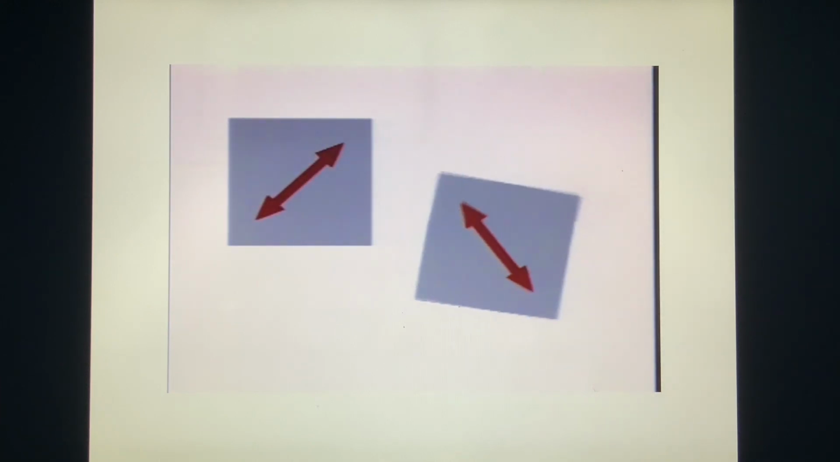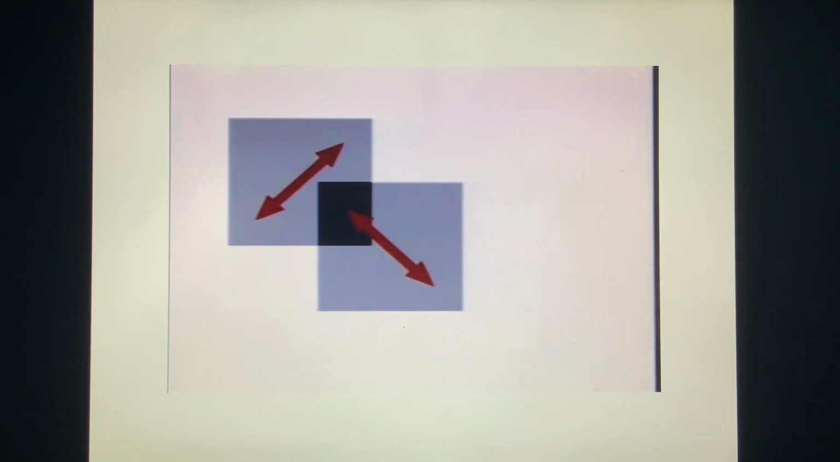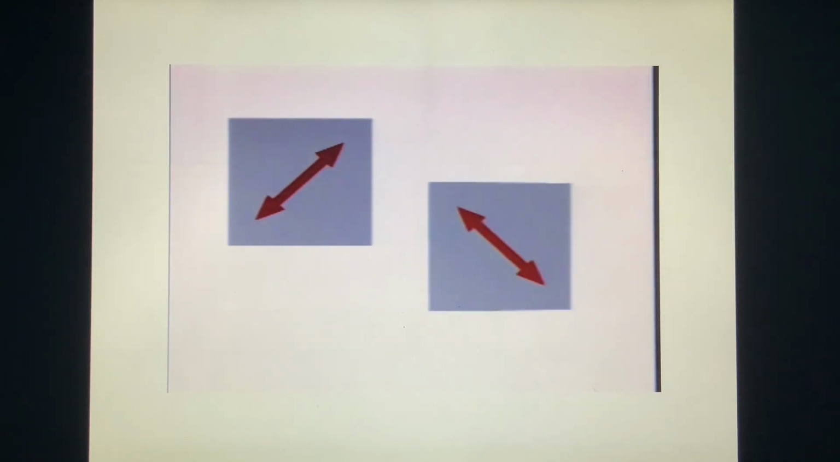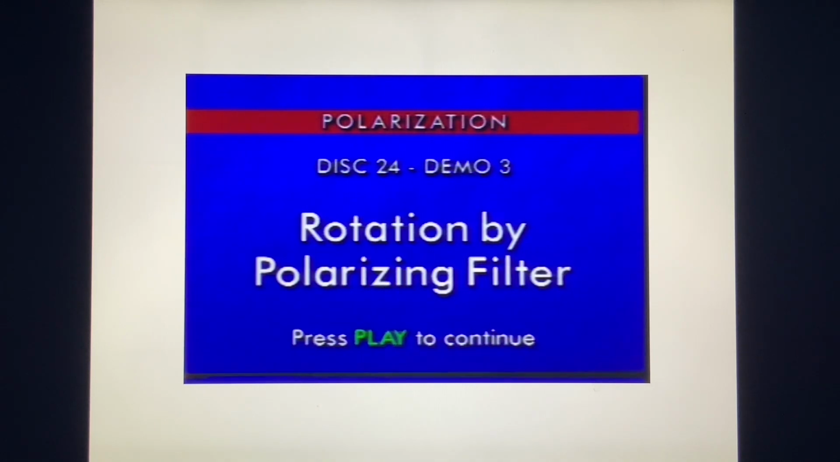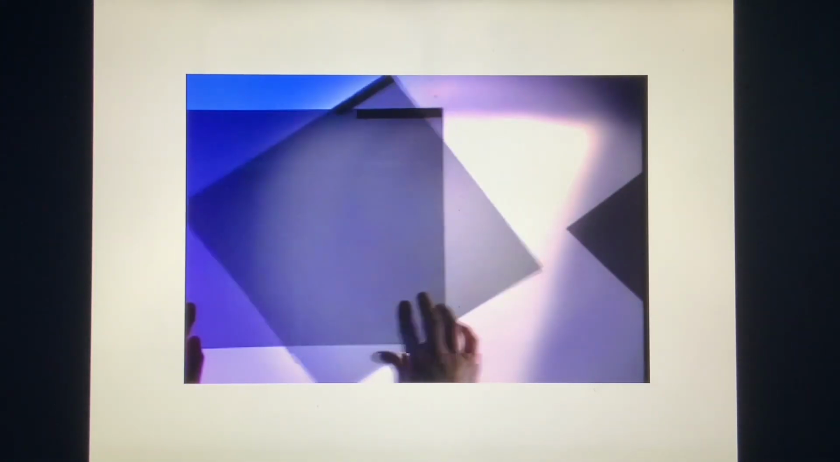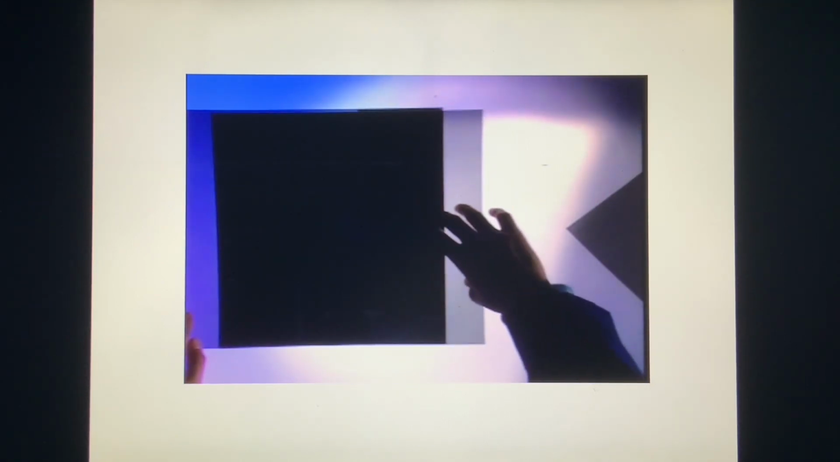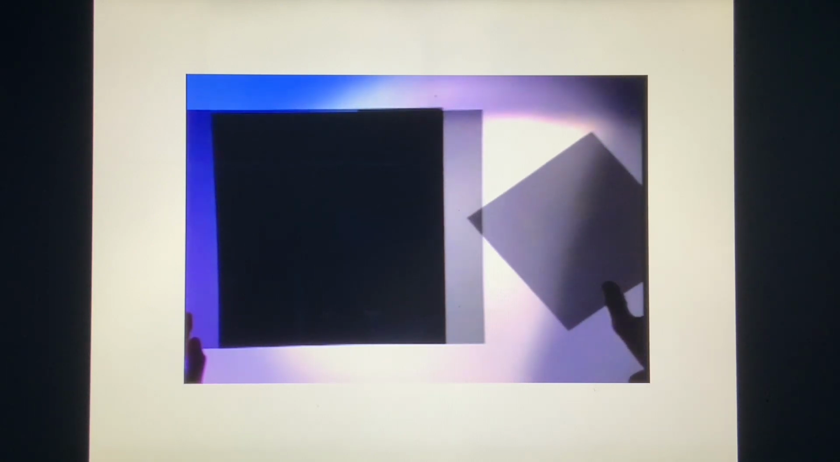Here are the polarization axes for the second set of sheets. When these polarizing sheets are in the proper orientation, light can pass through the first sheet, but not the second. If we insert a third polarizing filter between the other two at 45 degrees to both, some of the light now passes through all three polarizing sheets.